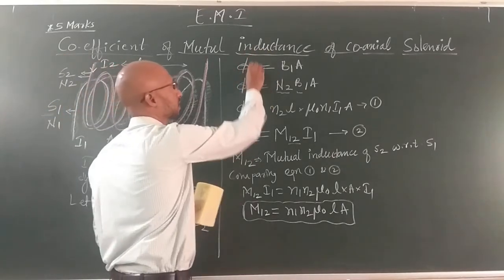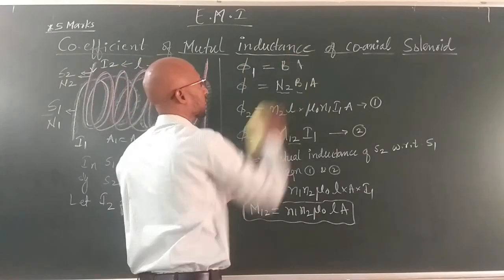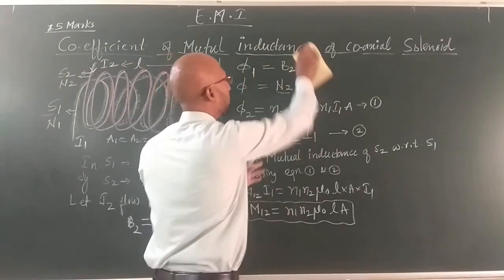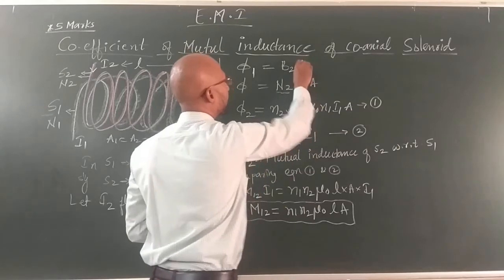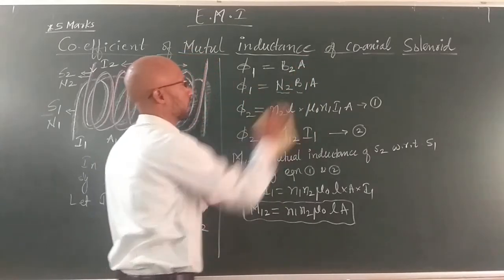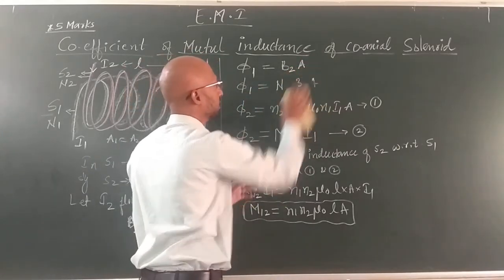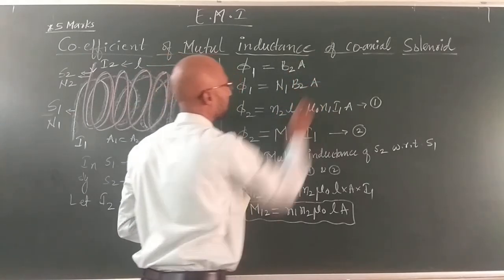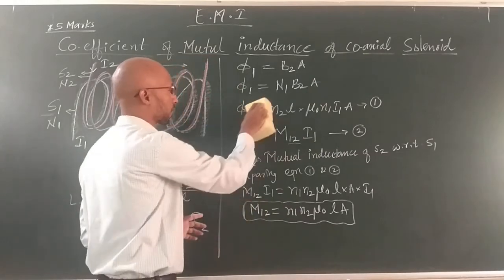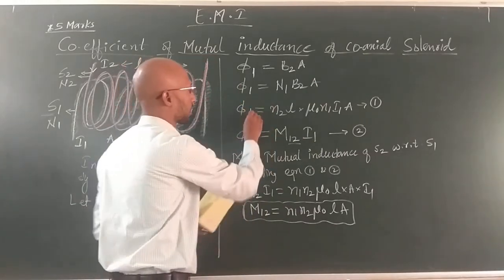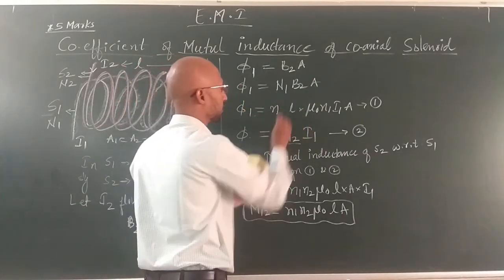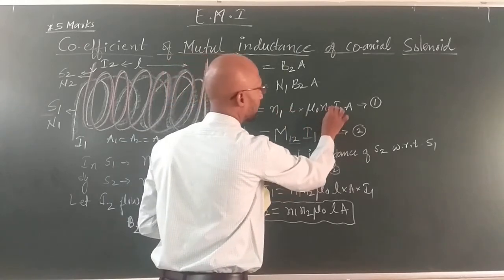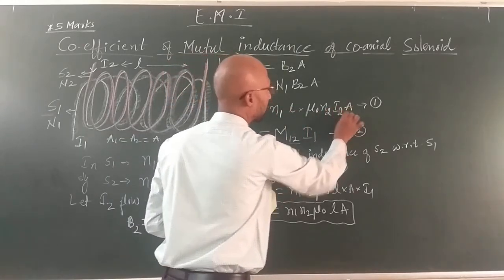Just change the substitute, it becomes B2. It is very easy. Now what will happen here? Substitute, interchange: N1 becomes N2, B2 becomes B1. Now this becomes N1 I1, and this becomes N2 I2.